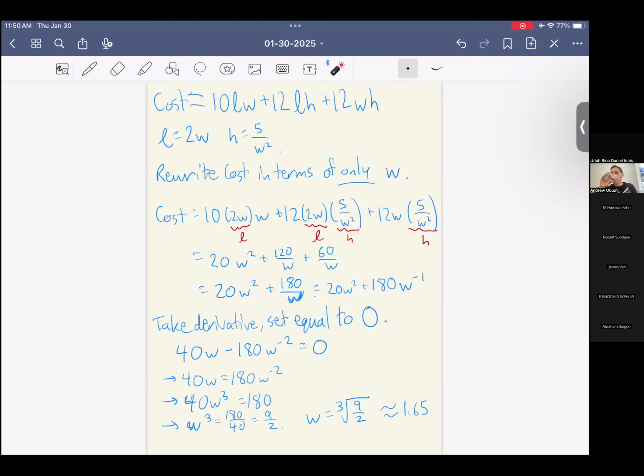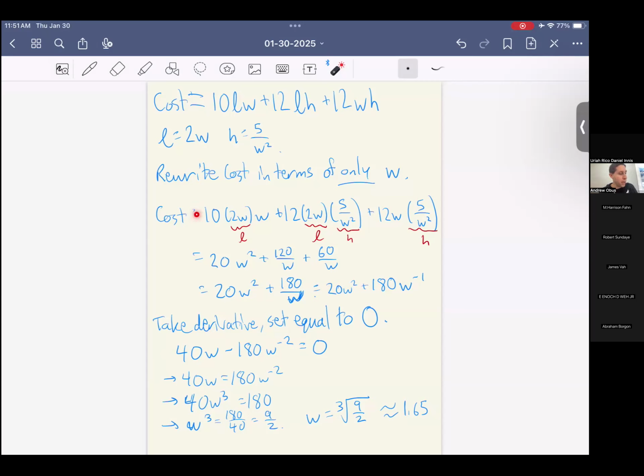Yeah, that all works. Robert? Yeah, I'm trying to understand the reason why we set the cost equal to 0 when trying to find a derivative. We don't set the cost equal to 0. We set the derivative of the cost equal to 0, right? So this is the cost right here. We never set this equal to 0, right?